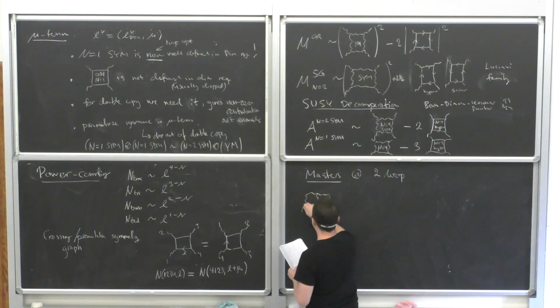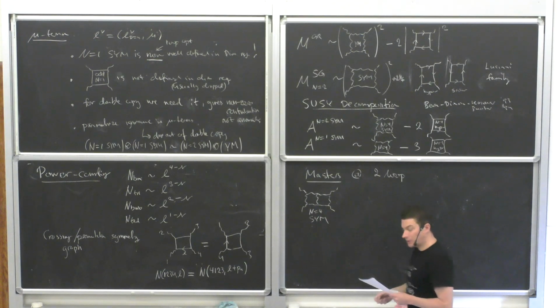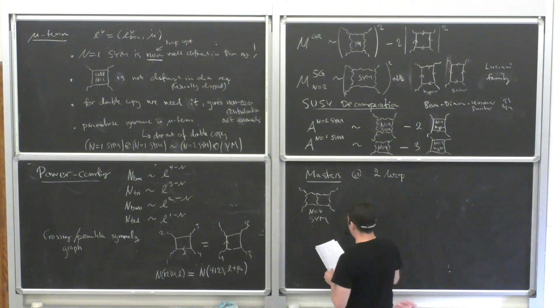So one of my masters is the double box in N=4 super Yang-Mills. That's one of my masters. You probably know what it is. It's very simple.